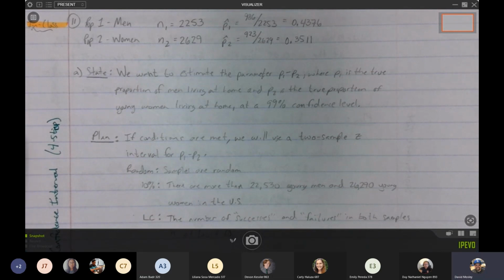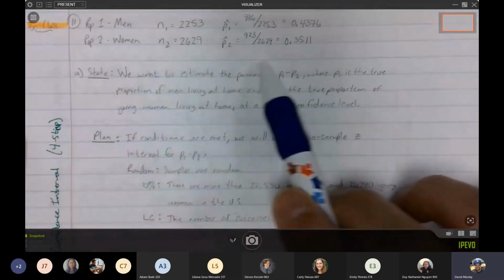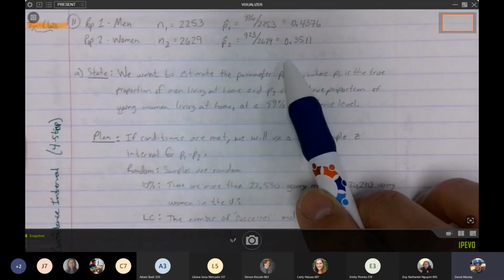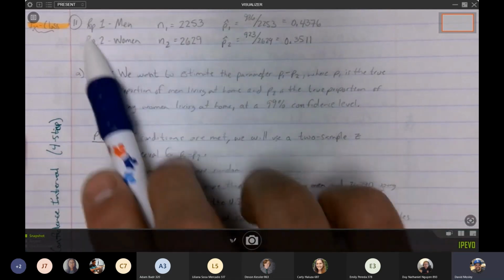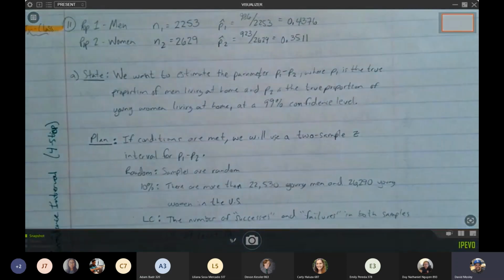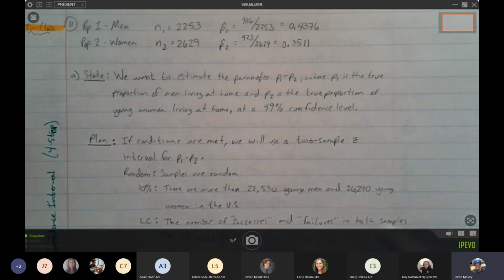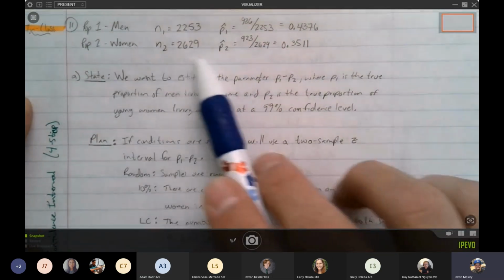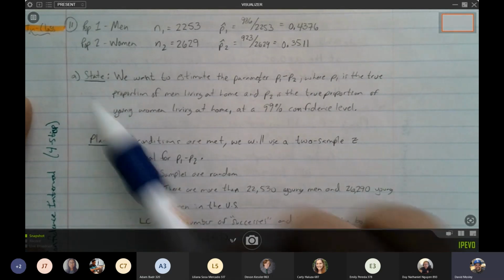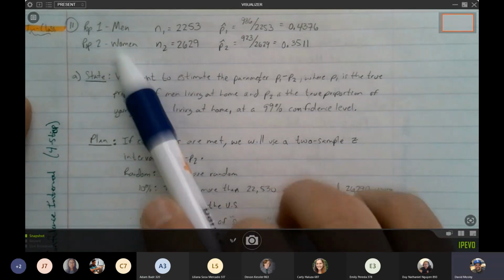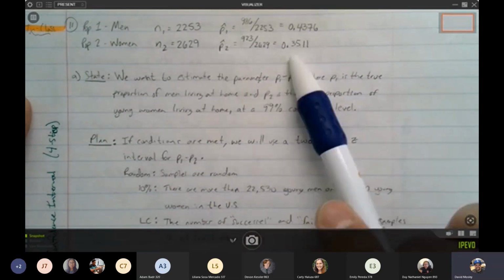All right, so this one is asking us to construct a confidence interval for part A. Again, at the very top here, I have some scratch work. Whether or not you include these things as scratch work, they're not necessarily part of part A or any of the other parts. It's just me writing down the things I'm going to need to solve these problems. And so I've identified my populations, my sample sizes, and my sample proportions.